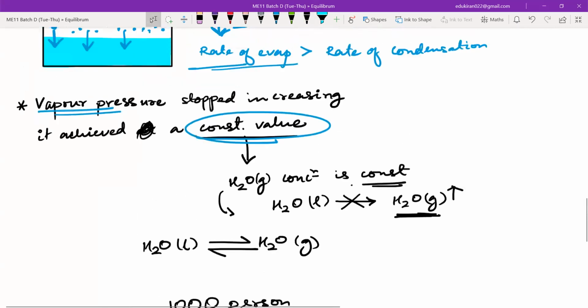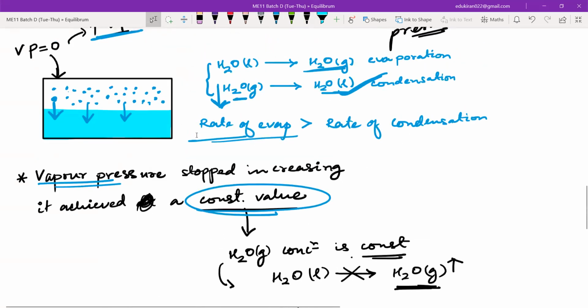The same thing is happening here. The number of water molecules in gas and liquid is constant. As in the swimming pool and outside the swimming pool, the number of water molecules in the gas and in the liquid phase are the same, but there is an exchange happening, and the rate of that exchange is constant. So in this case, what is constant? The rate of evaporation is equal to the rate of condensation, which can be seen by a constant value of vapor pressure.